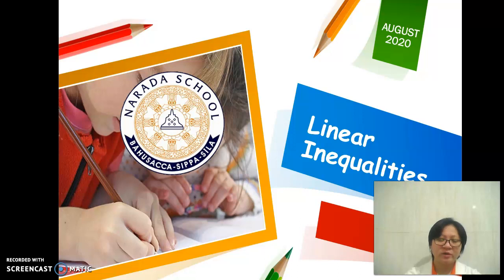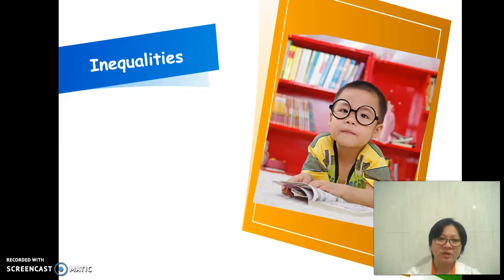Today we are going to learn about linear inequalities. In elementary, you have learned about inequalities. For example, 7 is more than 5. 7 is less than 9. You also have learned about inequality symbols. For example, 7 is more than 5. 7 is less than 9.